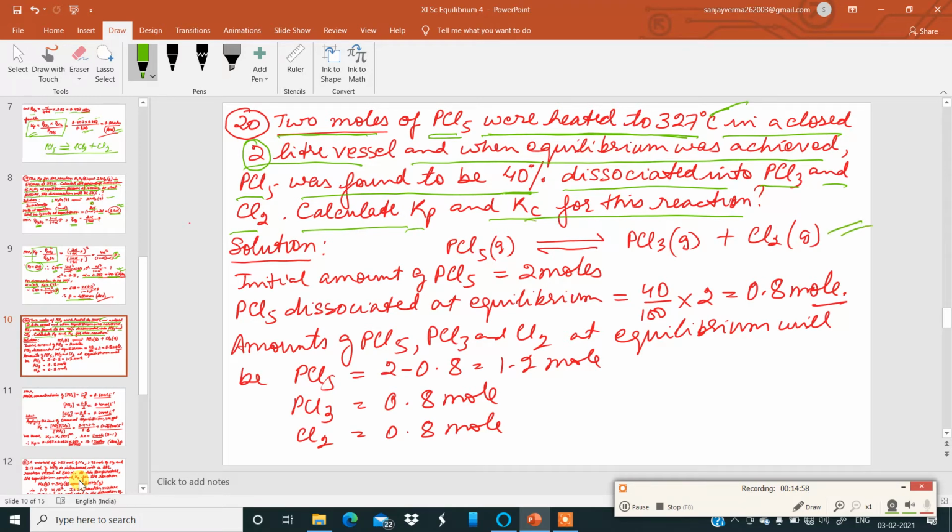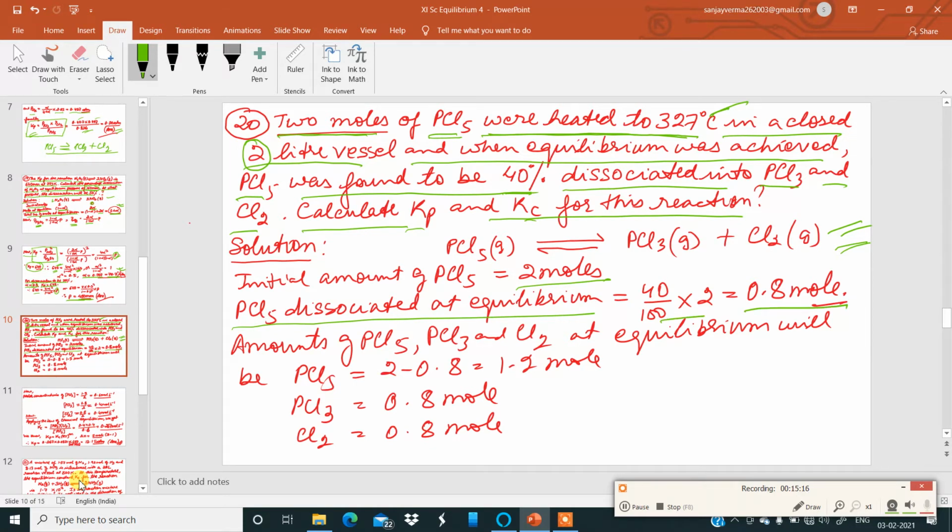So to solve this, again, write down the equation, the balanced one. Initial moles of PCl5 is 2 moles. This one initially is 2 moles. But PCl5 dissociated at equilibrium is only 40%. So 40 divided by 100 into 2, it is coming to 0.8 mole.